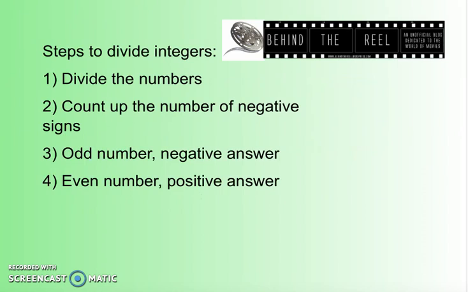So let's look at some steps. The first thing we're going to do, divide the numbers. Okay? Then count up the number of negative signs or negative symbols, because just like multiplication of integers, if it's an odd number, the answer is negative. If it's an even number, the answer is positive. Okay, so very similar steps as our last video. The only difference is now we're dividing instead of multiplying.